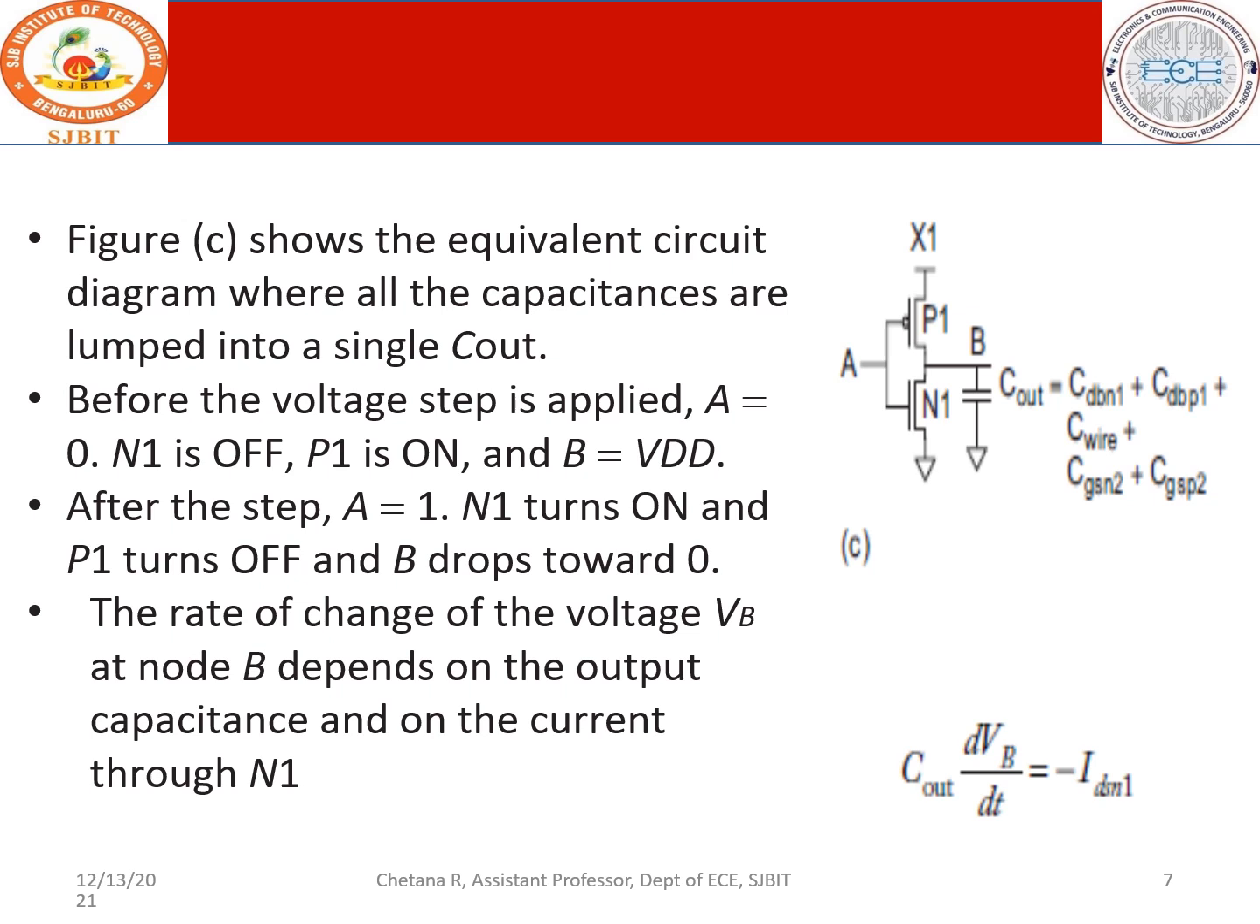Now before the voltage step is applied, A is equal to 0. When A is equal to 0, N1 is off, so only the PMOS transistor is working. A is 0, its complement is 1, therefore P1 is on and N1 is off. So what is the voltage at VDD? What is the voltage at B?